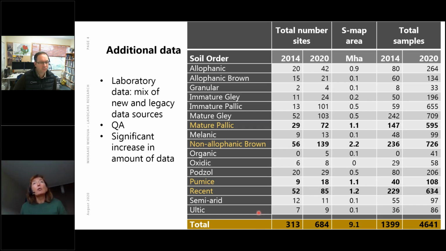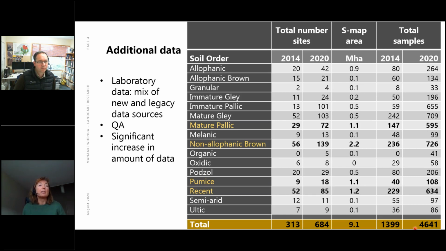The existing model that's on Smap Online at the moment was developed back in 2014. It's actually 6 years old. And the new model we're referring to as the 2020 model. Back in 2014, we had 313 sites that were used to develop the model. That's now more than doubled, and we've got 684. Each site has a number of layers within it, and each of those becomes a sample. So we've gone from 1,400 samples up to 4,600.